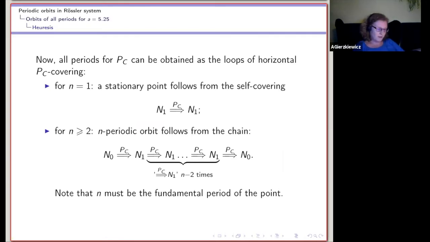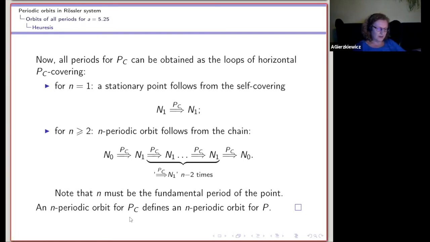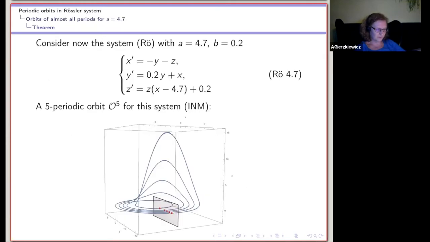Observe that indeed such a chain produces the n periodic orbit with fundamental period n. It cannot be anything less. And of course, at the end, we observe that n periodic orbits for PC produce also n periodic orbits for P. So we get what we wanted, what we expected from the Sharkovskii theorem.